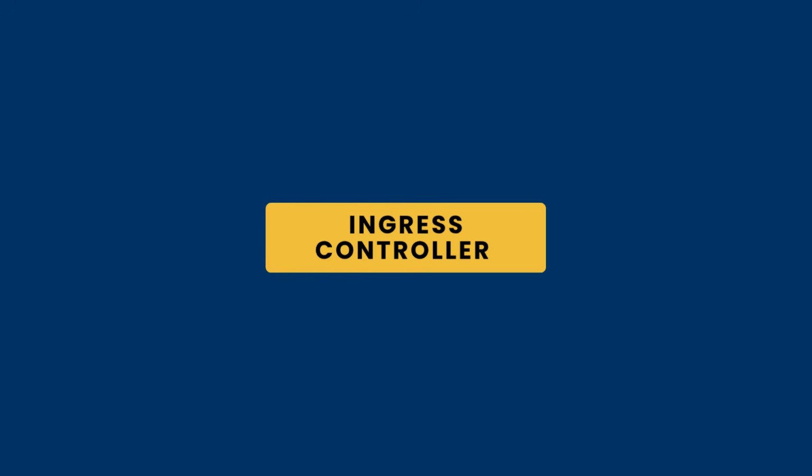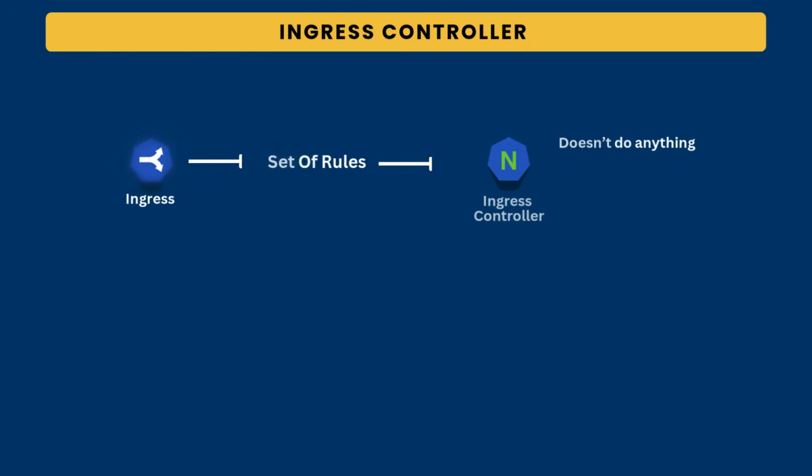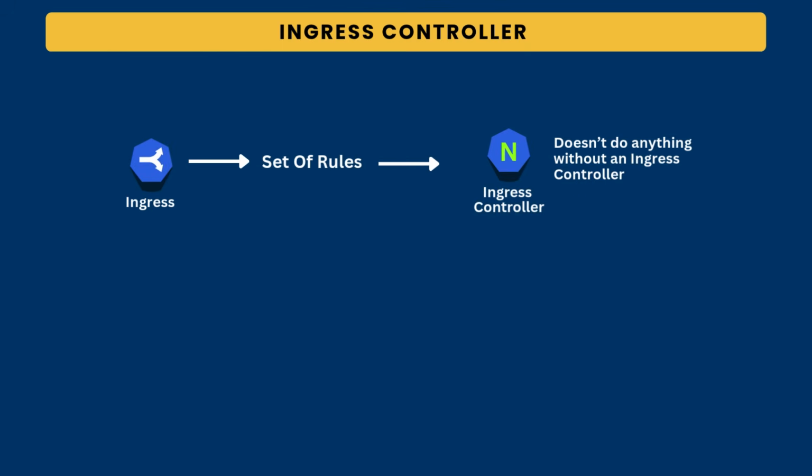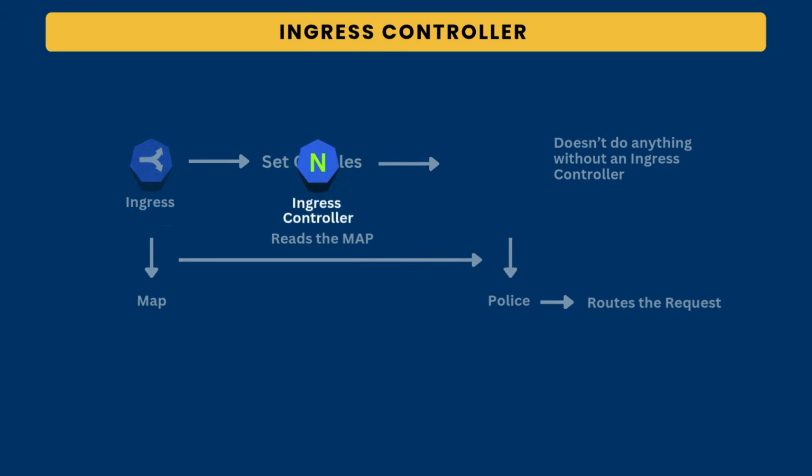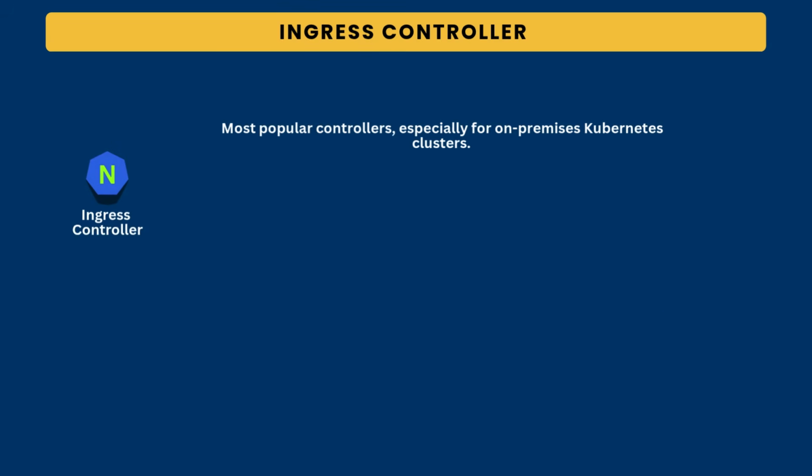Next we have Ingress Controller. An Ingress resource by itself is just a set of rules like we discussed. It does not do anything without an Ingress Controller. Think of the Ingress Resource as a map and the Ingress Controller as a traffic police that reads the map and routes the request. NGINX Ingress Controller is one of the most popular controllers, especially for on-premise Kubernetes clusters.